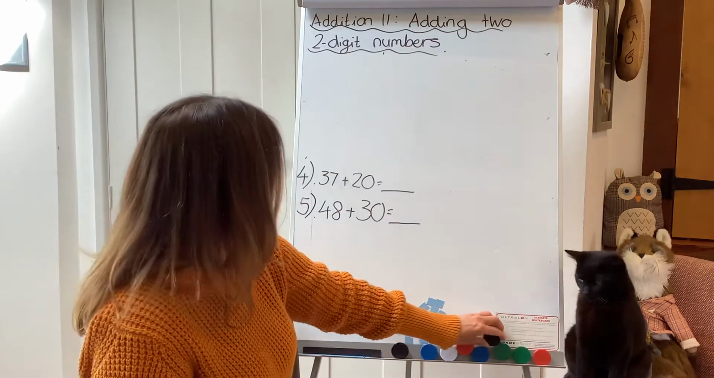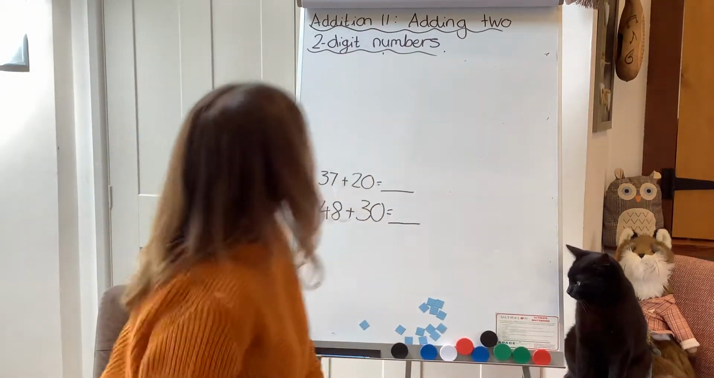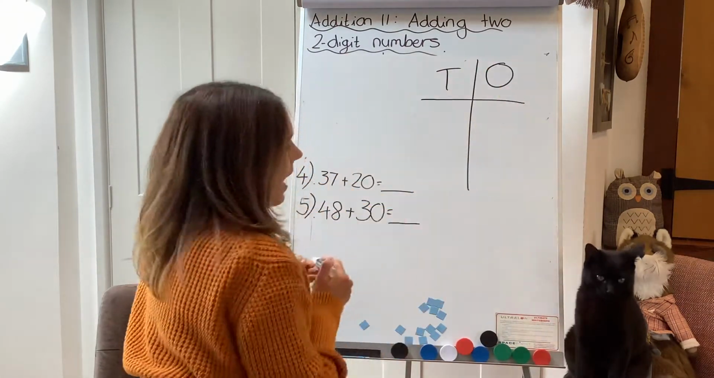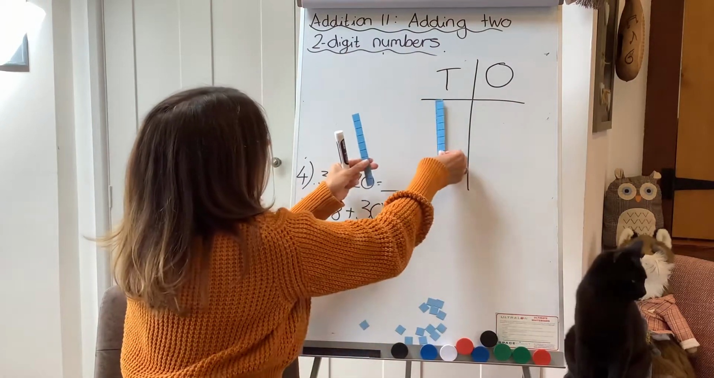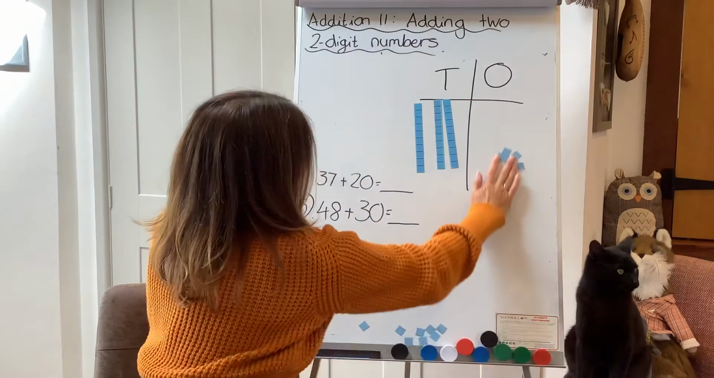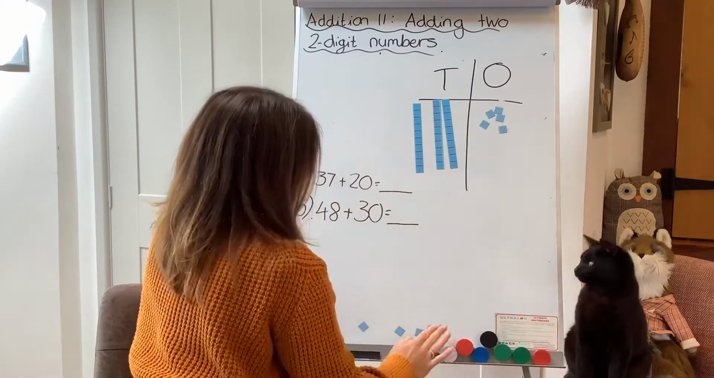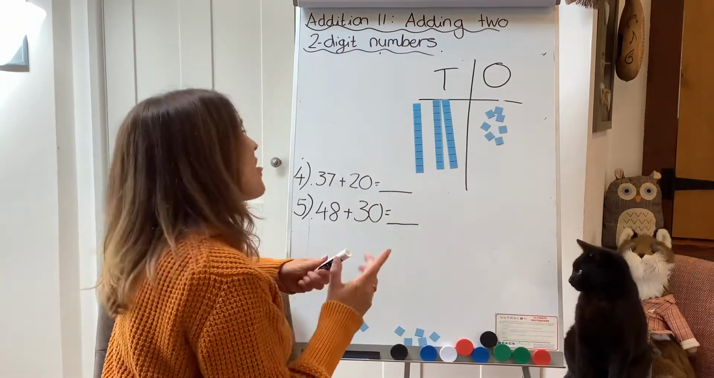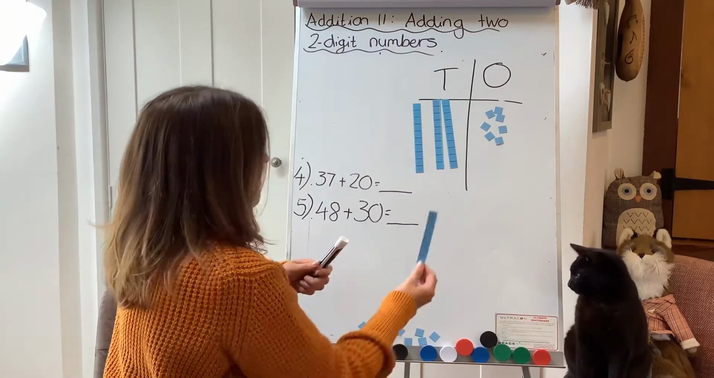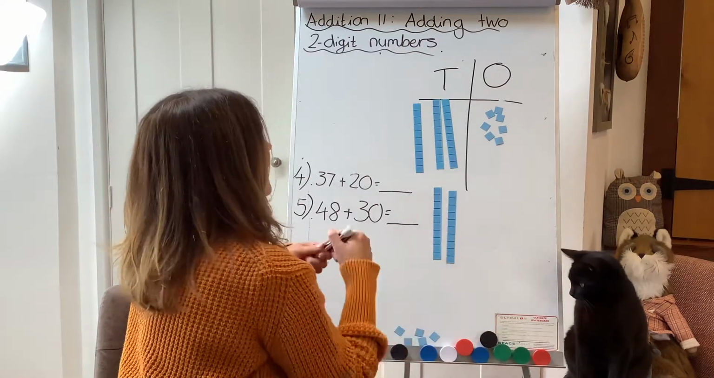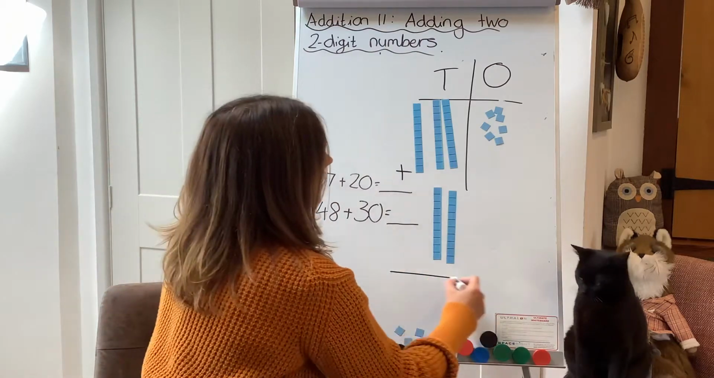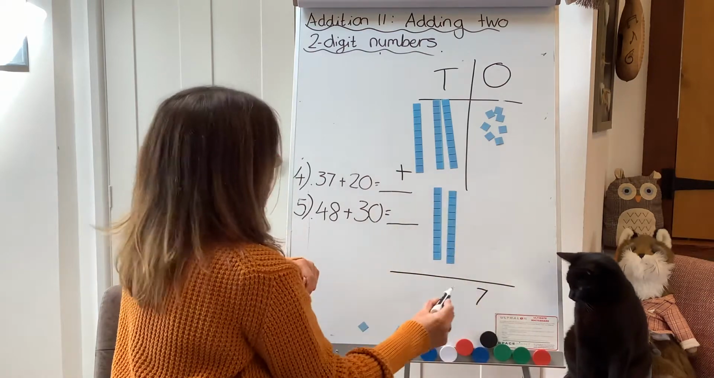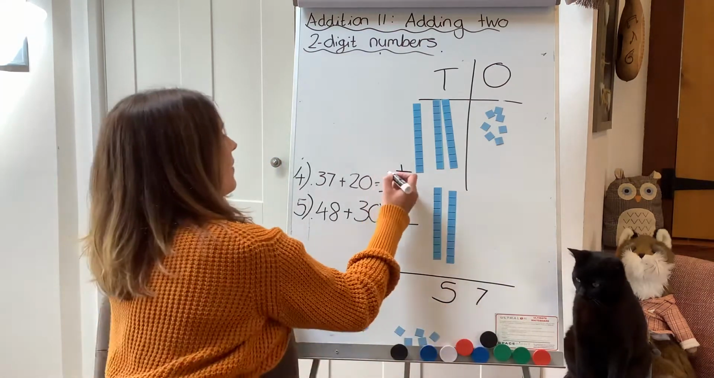Okay, so 37 and 20. What we've got here, I'm going to use base 10 for this one. We've got our 10s and our 1s. I've got 37, and I add 20 on. So I add that on. What have I got all together? So I've got 7 1s, and I've got 3 10s, 2 more 10s makes 5 10s, and I've got 57 altogether.